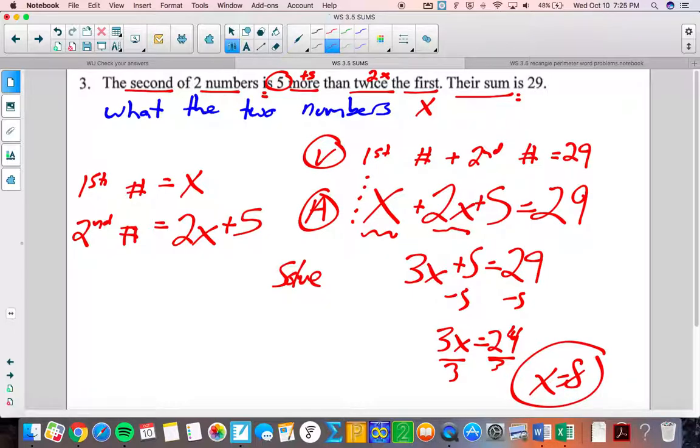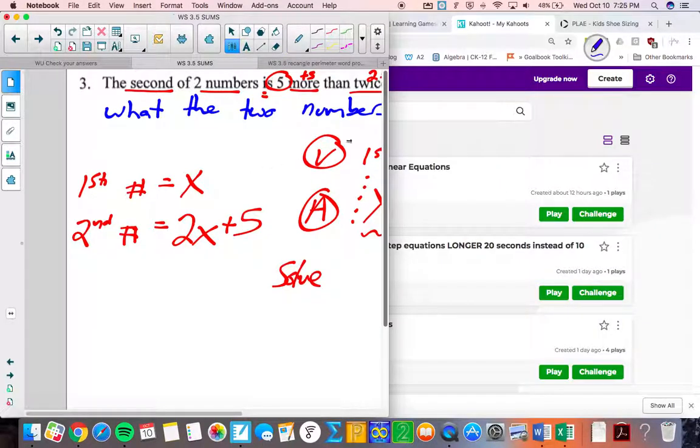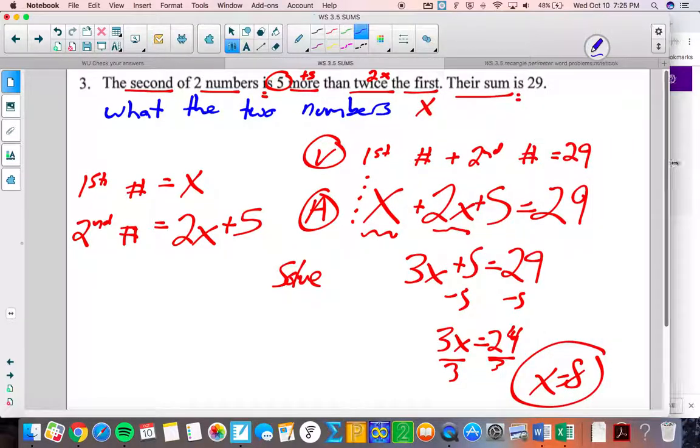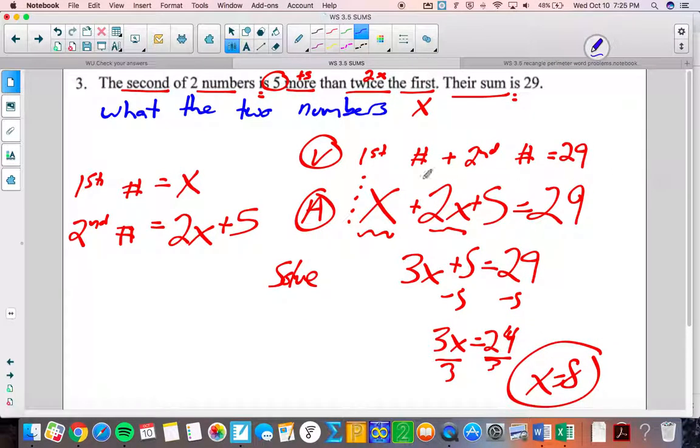So let's make sure this works. The first number is 8, and the second number would be 2 times 8, 2 times the first number, and 5 more than that. So that is 21. So I know that the second number is 5 more than twice the first one. And then I know that 8 plus 21 is 29.